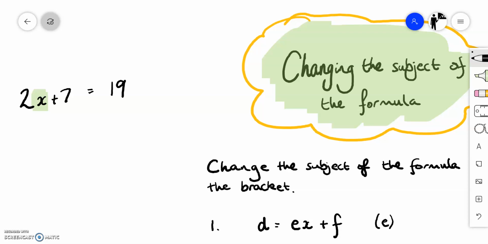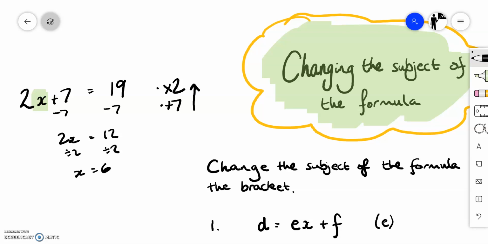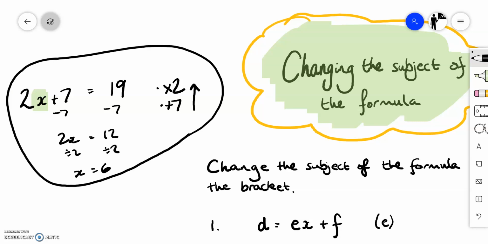When we solve this, we actually think about what happens to x. So the first thing that happened to the x is that it was multiplied by 2, and then we added 7 to it. And how we solved that is we would kind of go in that direction, and we would do the opposite operation. So we would subtract 7, and then divide throughout by 2. And we would get x equals 6. It is this sort of framework here that I use to help rearrange the subject of the formula.